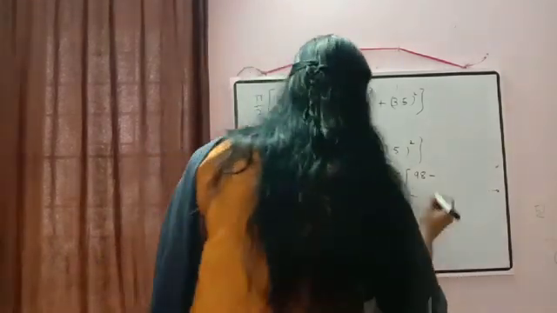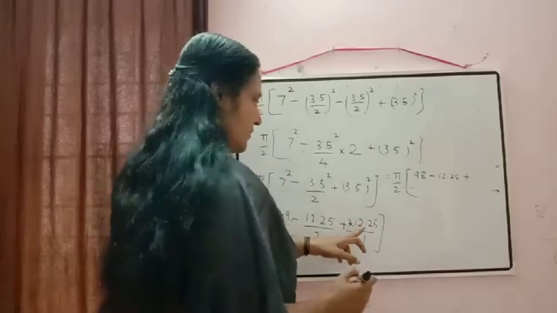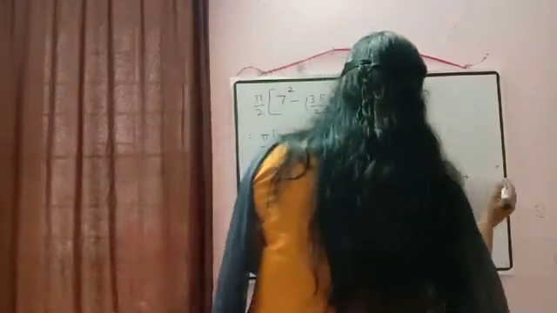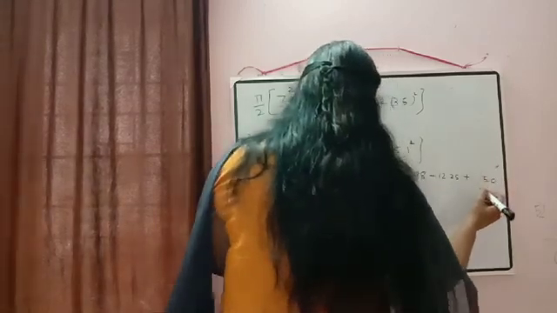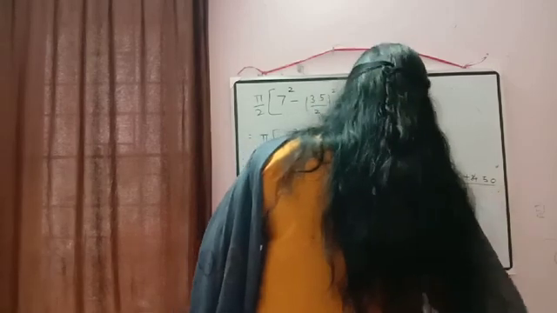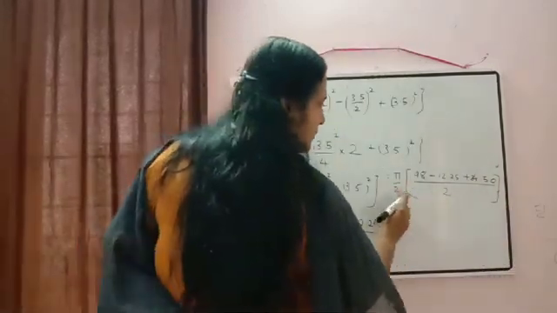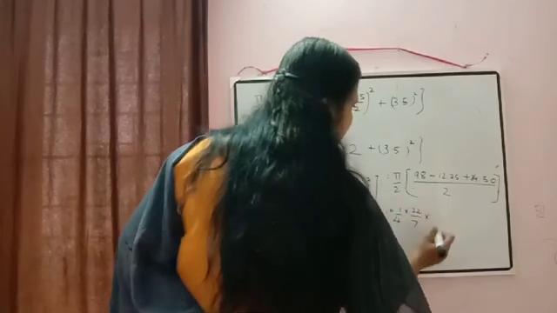98 minus 12.25 plus 2 into 12.25, 2 5s are 10, carry over 1, 2 2s are 4 plus 1, 5, 2 2s are 4, 2 1s are 2. So 24.50 divided by 2. After that, here 2 into 2 will be equal to 4. So 1 by 4 into 22 by 7 into.